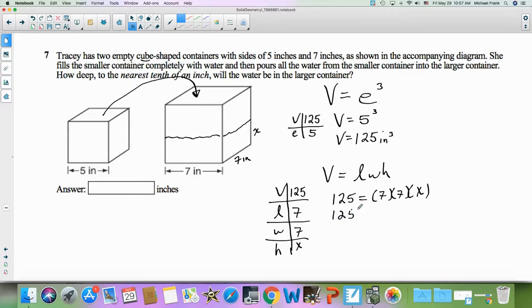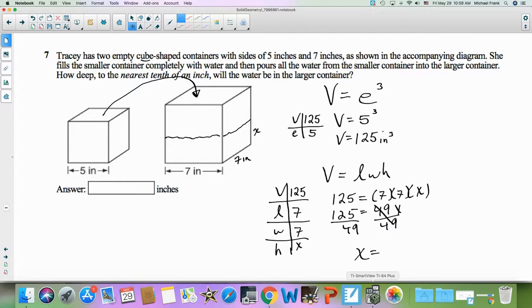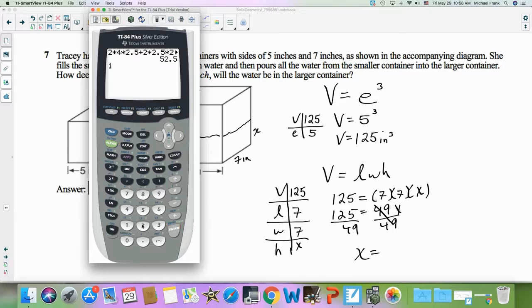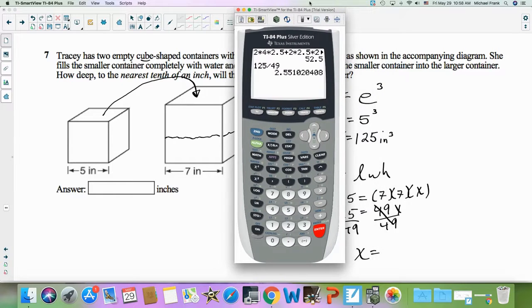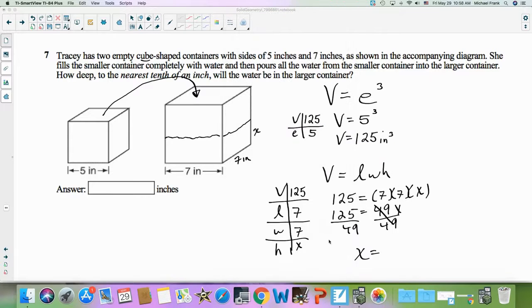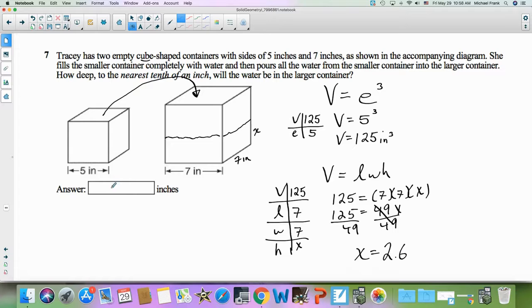It's going to be 125 is equal to 49x, divide both sides by 49, and that's going to give us our answer right there. It's going to be 125 divided by 49. So 125 divided by 49. It's going to reach a height of, to the nearest tenth, 2 point, be careful, it's going to round off to 2.6 inches. 2.6. Yeah, I remember that one. That was a good question.